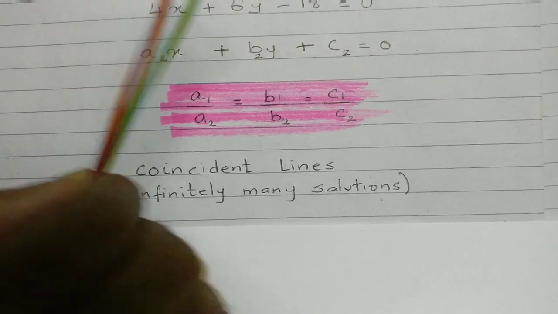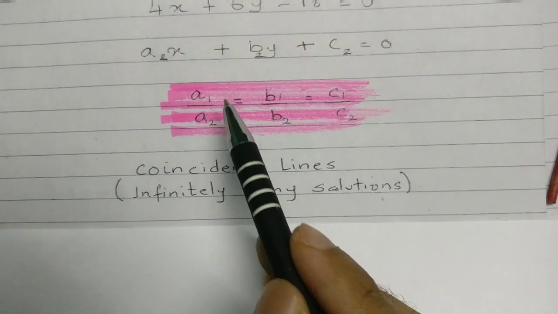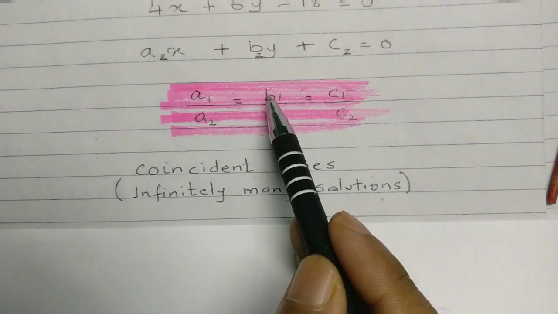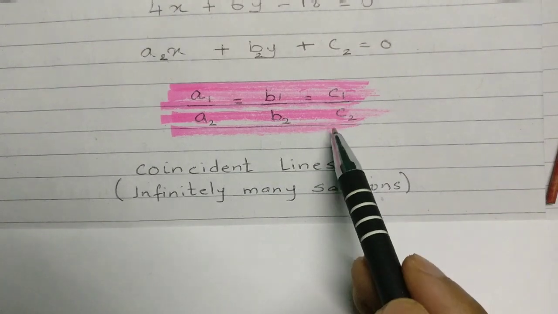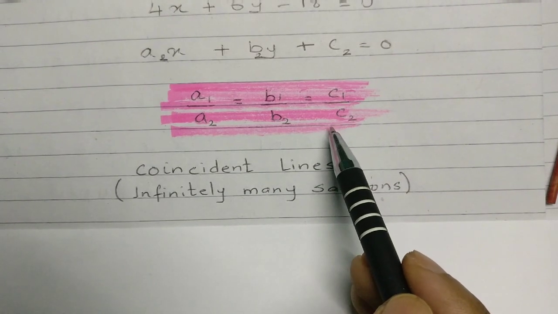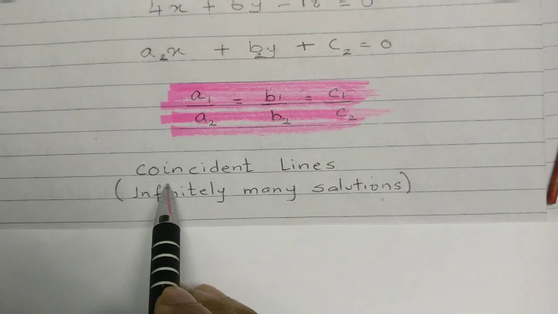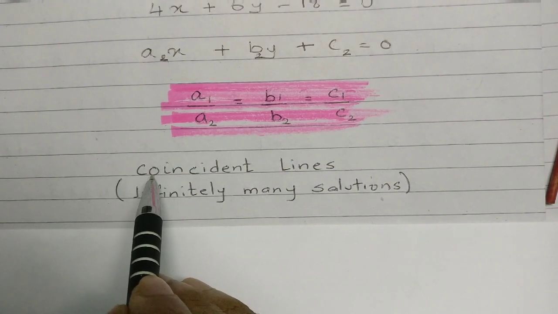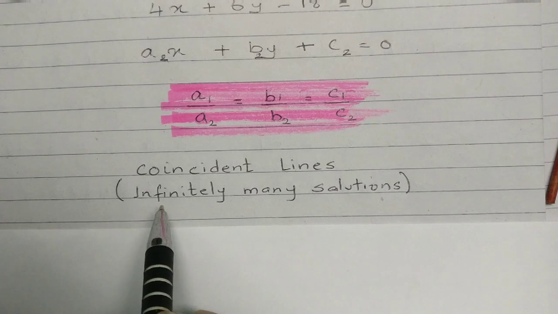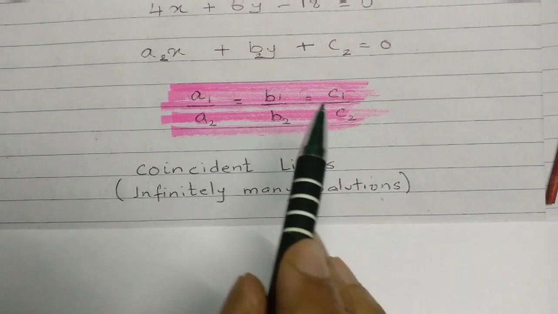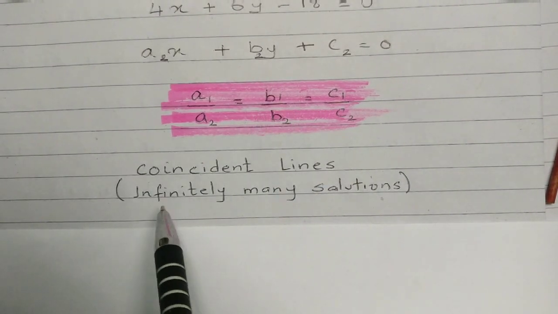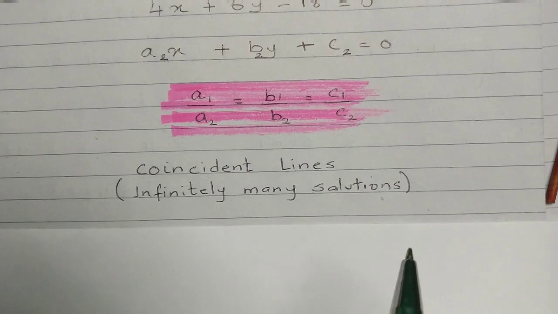That's the reason you get infinitely many solutions. So what is the condition? Condition is a1 upon a2 is equal to b1 upon b2 is equal to c1 upon c2, which is called the condition for coincident lines. And if you solve these two equations together, you will get infinitely many solutions.